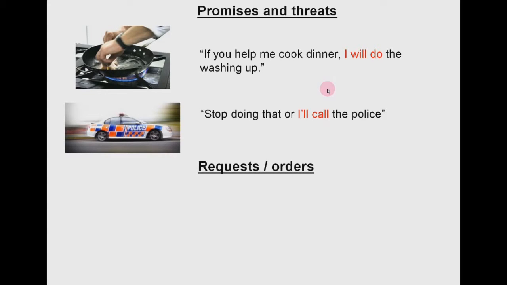A very common use is requests or orders. So asking somebody to do a service for us. For example, will you buy me a drink, please? So this is a request. We are asking somebody to do something for us. Will you?